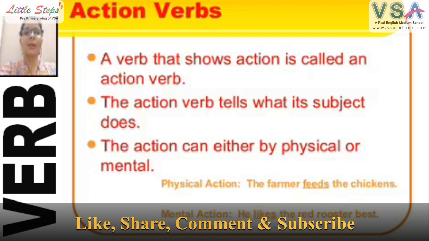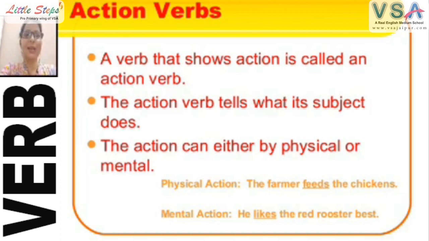The action can either be physical or mental. और ये जो doer action करता है, जो subject action करेगा, ये कुछ भी हो सकता है. ये physical भी हो सकता है और mental भी हो सकता है. ठीक है, देखते हैं physical action में किस तरीके से action verb को हम लोगों ने use किया. The farmer feeds the chickens. Farmer, as we all know, feeds the chickens. यहाँ पे physical action चल रहा है, वो chickens को क्या करा रहा है? Feed करा रहा है farmer.